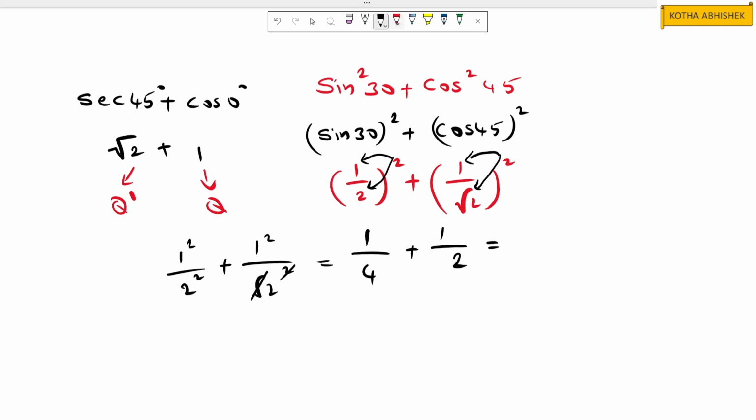Here whether you solve with LCM or just the butterfly method, it's up to you, no problem. 1 2s are 2 plus 4 1s are 4, divided by 4 2s are 8. 2 plus 4 is 6 divided by 8 as it is. Now here 6 and 8 both come in the 2 table, right? So let us do simplification. 2 times 3 is 6 divided by 2 times 4 is 8. So the answer is 3 by 4.